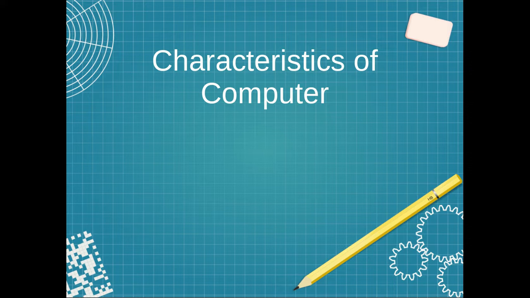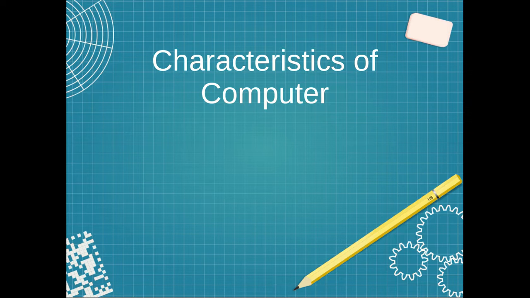You have to be very quick at this. Write down any 5. By now you must have written them. Okay. By now you must have written any 5 properties of computer which make computer important to you.